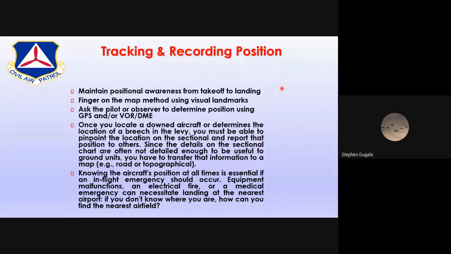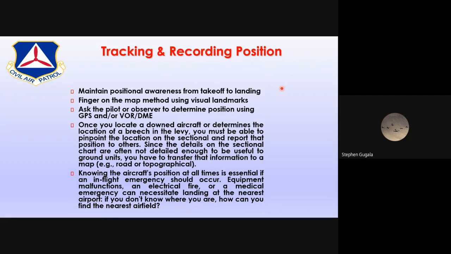Once you've located a downed aircraft, you've been given the tools to determine its location through lat and long on your charts. And the only way you're going to be able to do that is if you've been tracking where your position is all along, or you're going to have to go to the crutch and have the guys in the front hit the GPS and tell you where you're at. The details on the sectional chart are often not detailed enough to be useful, especially in wide open spaces for ground units. So you may also have to transfer that information to another type of map.